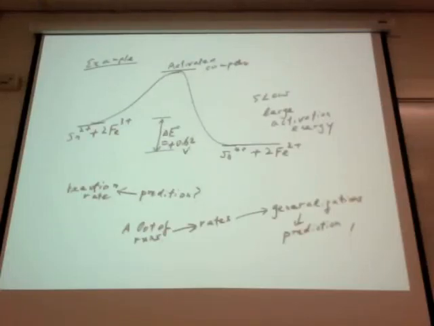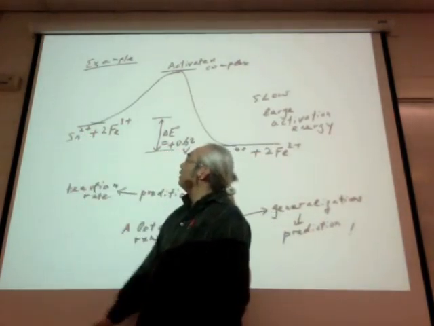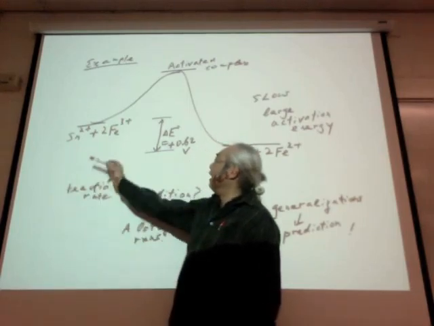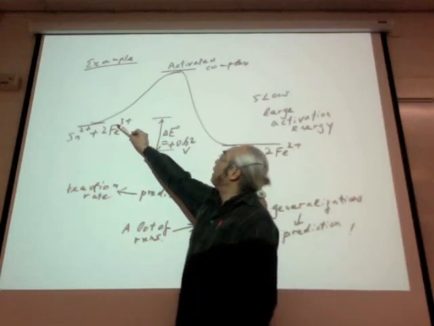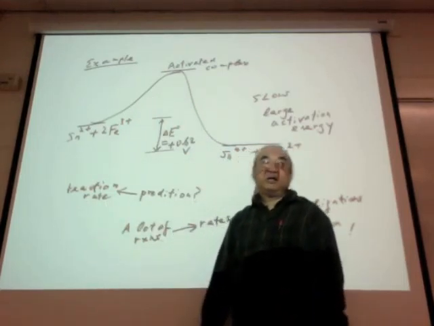So you have seen this kind of diagram in organic chemistry. For example, here you have tin 2 plus reacting with iron 3 plus. Then there must be activation energy involved.